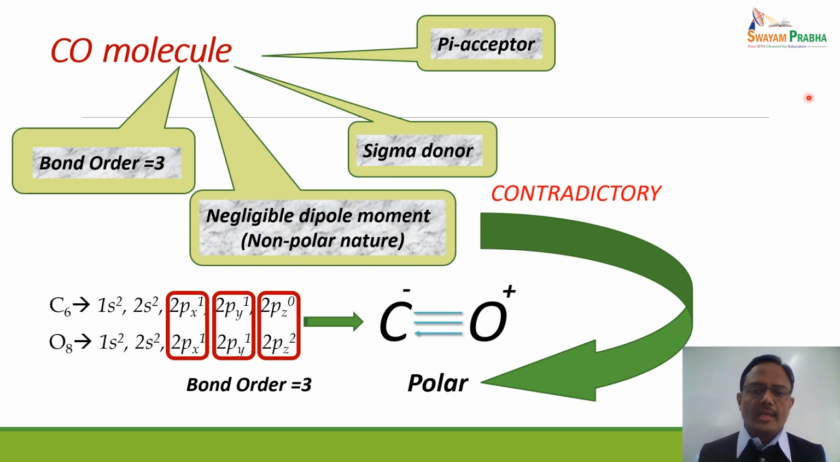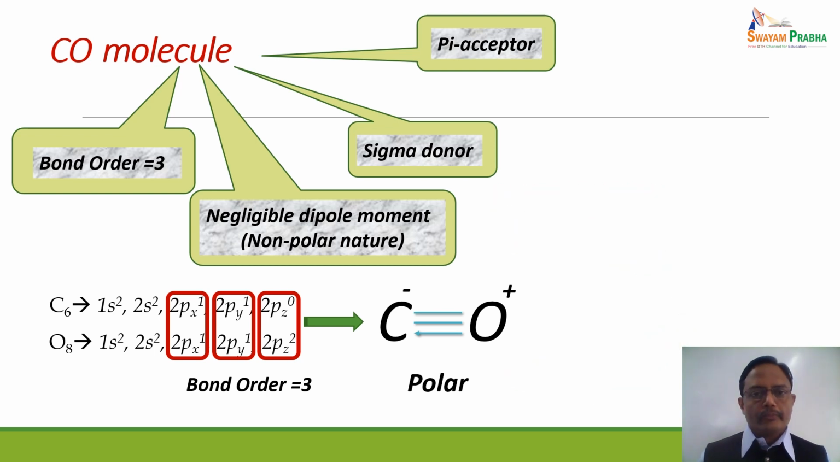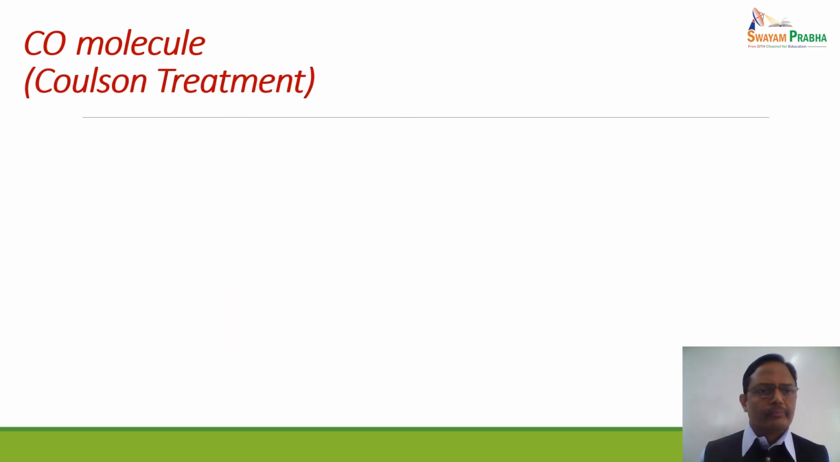So in short, we have two aspects, the bond order 3 and negligible dipole moment. If we try to explain the non-polar nature of carbonyl molecule or carbon monoxide molecule, then we fail to explain the bond order 3, and if we try to explain the bond order 3, we fail to explain the non-polar nature of this molecule if we use the valence bond theoretical approach. Now let us see how our molecular orbital theory can explain both of these properties simultaneously.